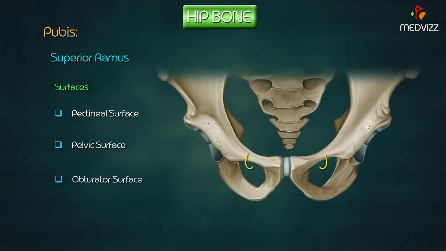The obturator surface faces downwards and backwards. It lies between the obturator crest and the inferior border. A groove is present on this surface which is turned into a canal by the obturator muscles and membrane. It transmits the obturator nerve and vessels.